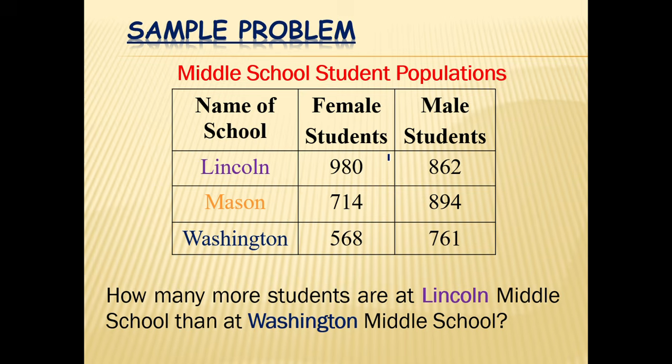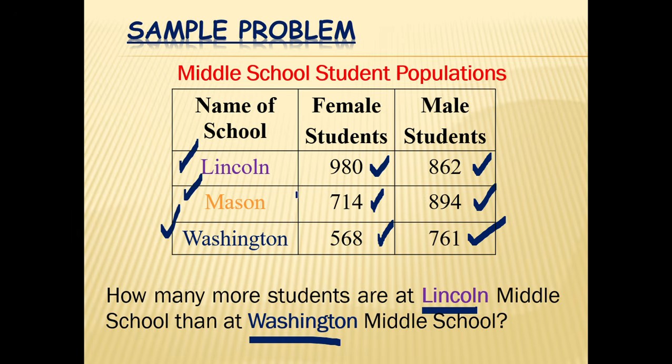So try natin gamitin. So dito yung sa sample problems, middle school students populations. So we have the name of school, yan tatlo, Lincoln, Mason, and Washington. So they have different numbers of female students and then male students. So Lincoln, we have 980, 862 for the male, and then for the Mason, 712, 894, and then 568 for the Washington, and then 761. So, ang tinatanong dito, how many more students are at Lincoln Middle School than Washington Middle School?